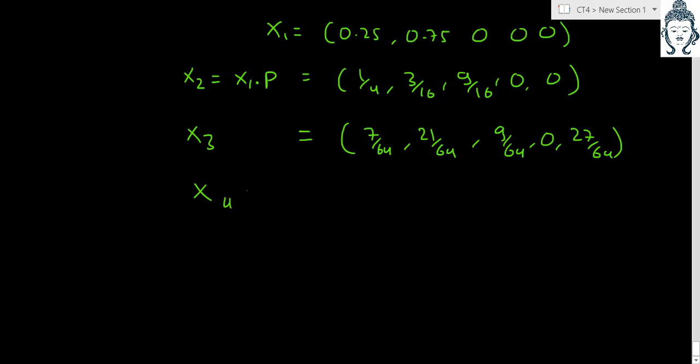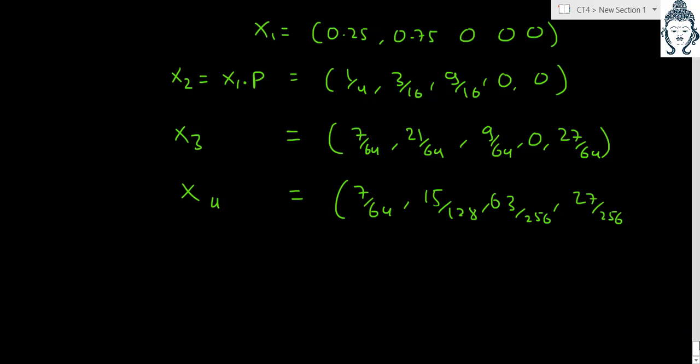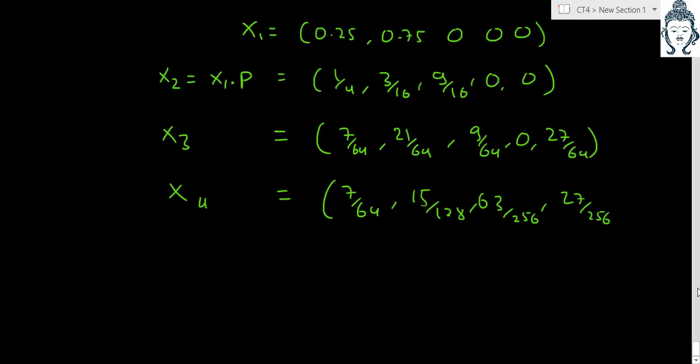x4, if you calculate, would be equal to 7 upon 64, 15 upon 128, and then 63 by 256, and you'll have 27 by 256, and the final value 27 by 64. This is my last value, and now what I need is x5, and I need it for state 3, that is the last value of this. So I don't need to calculate all of these.